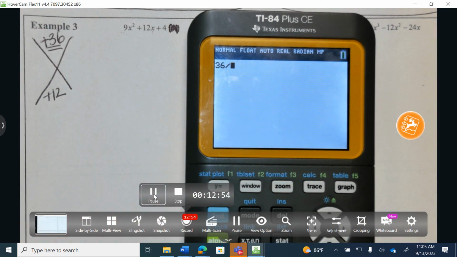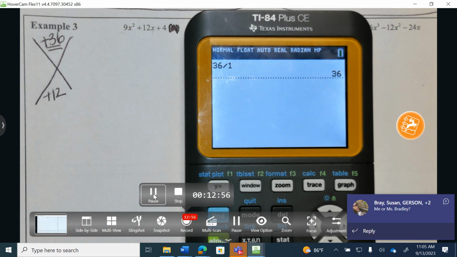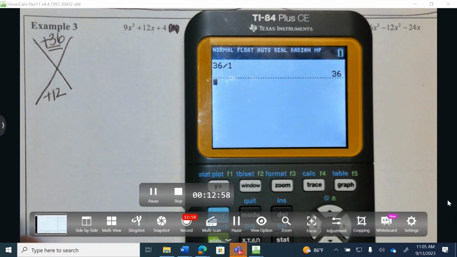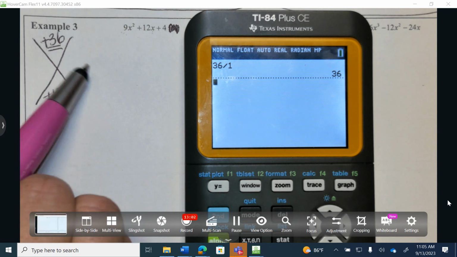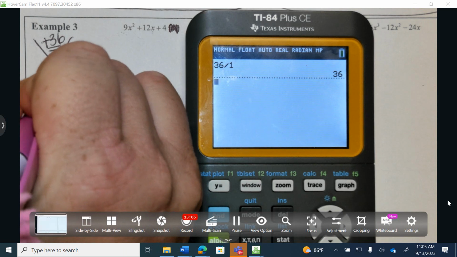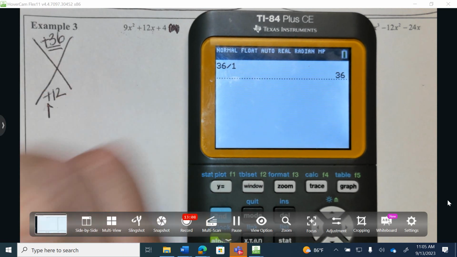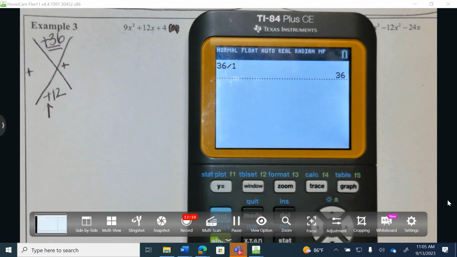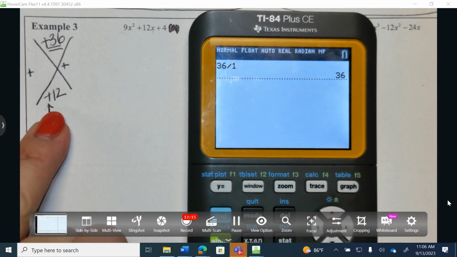So I take it and divide it by 1. Notice that because this is positive, it means they're going to be the same sign. They're either both positive or they're both negative. And you know how you can know that? If the value down here, when you combine them, is positive, that means both of these must also be positive. 1 and 36 does not give you 12.